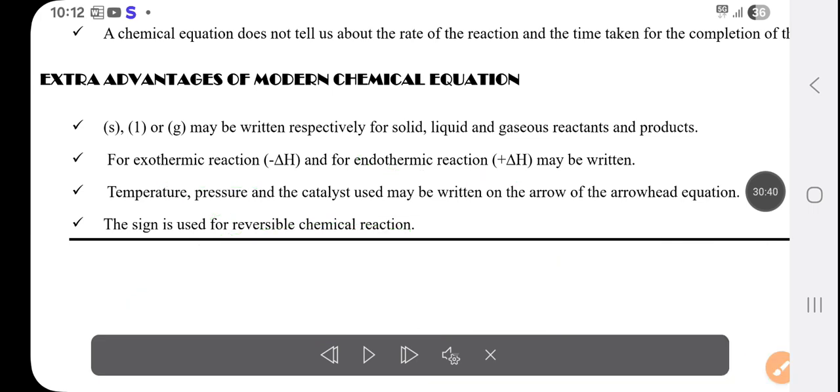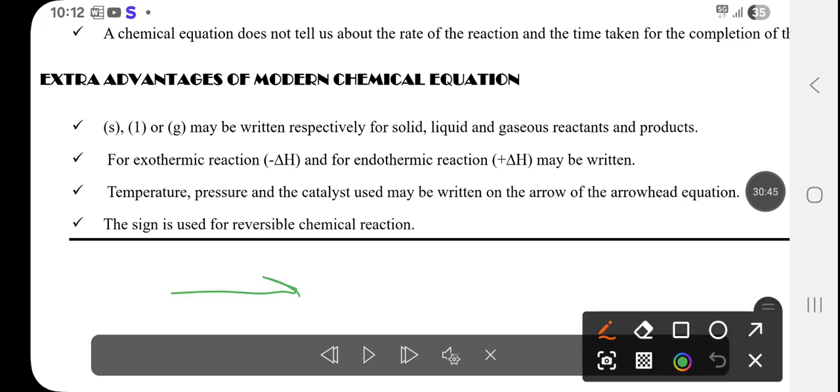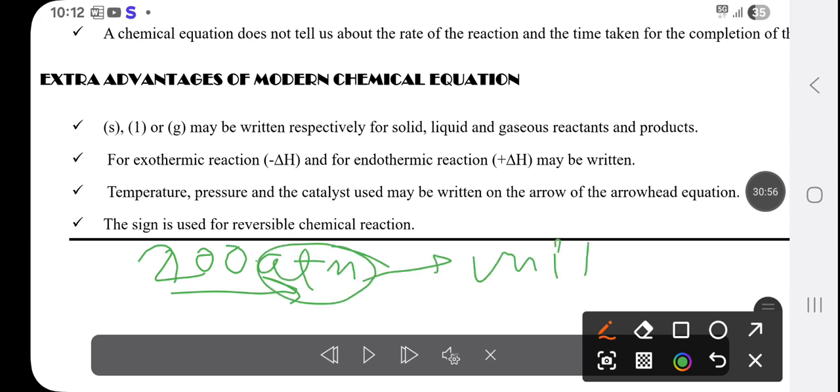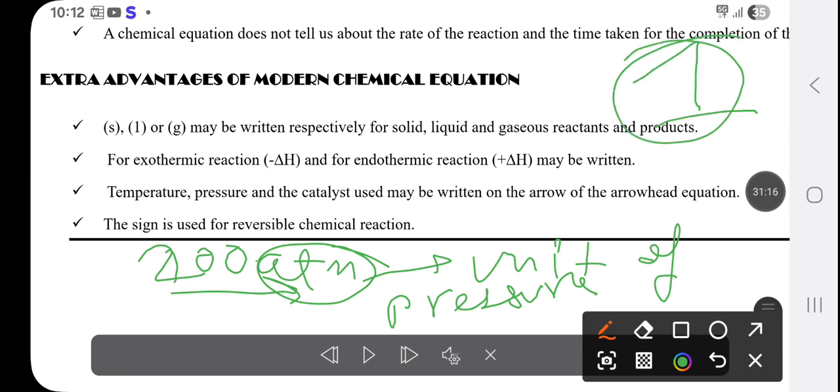Temperature, pressure, and catalyst are written on the arrowhead of the equation. Like if we write here the catalyst or something, or 400, suppose 200 atm. I am writing atm, a unit of pressure, that is atmospheric pressure. If we say 200 atm, that means 200 atmospheric pressure. Like we have 1 atmospheric pressure above us, and 200 is a lot. It is written on the arrowhead.